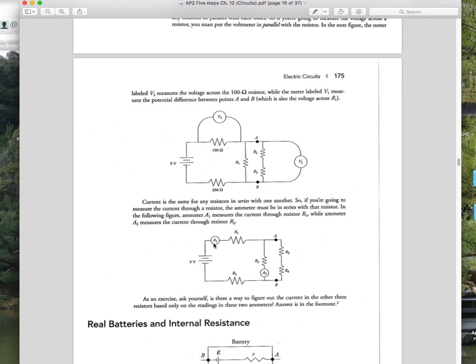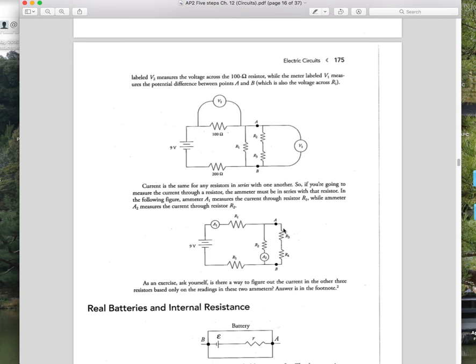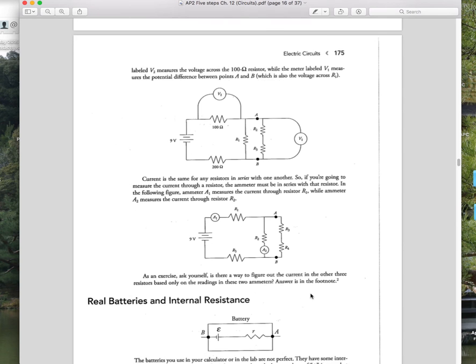So in this case, this ammeter A1 would measure the entire current of the circuit. This ammeter A2 would measure the current only going through this branch of the circuit. And we could predict the current going through this outer branch by taking the total and subtracting the current through this middle branch.